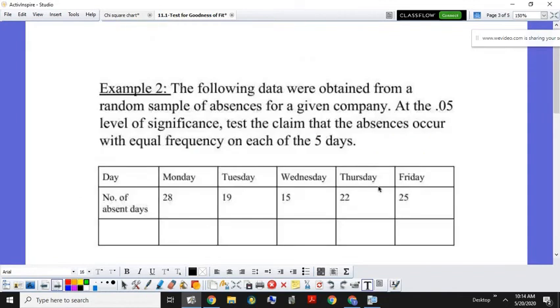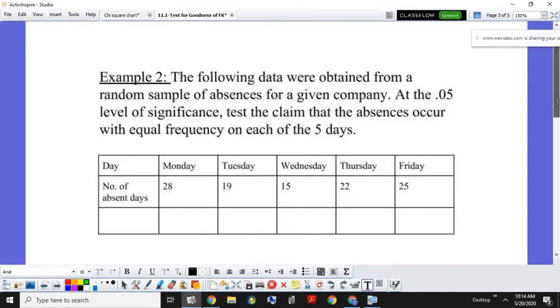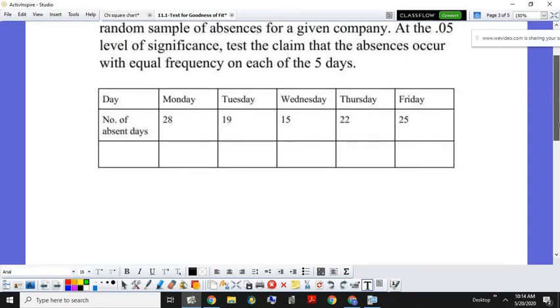Example number 2. This one will go faster. Okay, so it says the following data were obtained from a random sample of absences for a given company. At the alpha 5% level of significance, test the claim they occur with equal frequency. So here we go, let's do our Ho. So we're saying that the number of absences for the company should be evenly distributed or equal frequency.